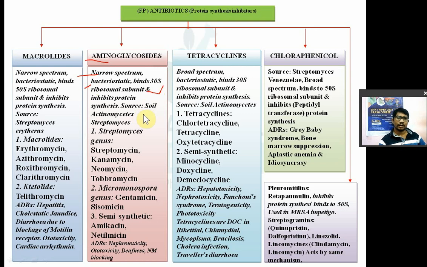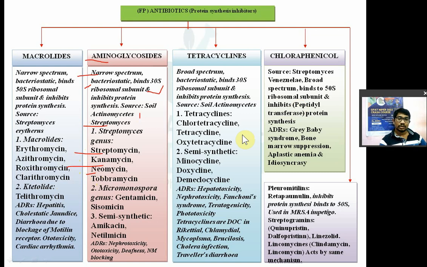They are obtained from the soil, from actinomycete species, and particularly from the Streptomyces genus. Now, depending upon the genus of actinomycetes, they are classified into different types. Those drugs obtained from the Streptomyces genus, Streptomyces genus से कौन मिलता है? In that you have streptomycin, kanamycin, neomycin, tobramycin. They are derived from the Streptomyces genus, right?